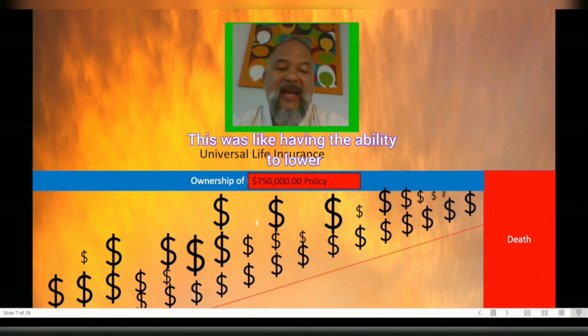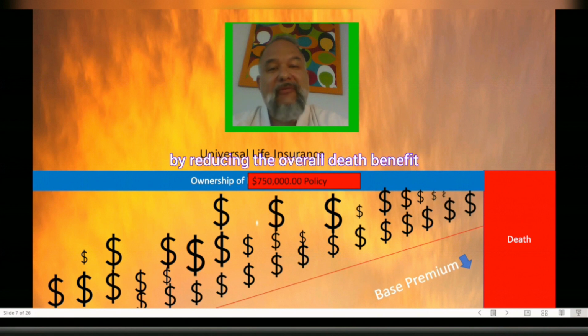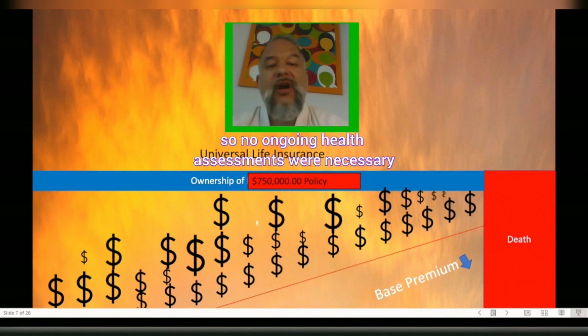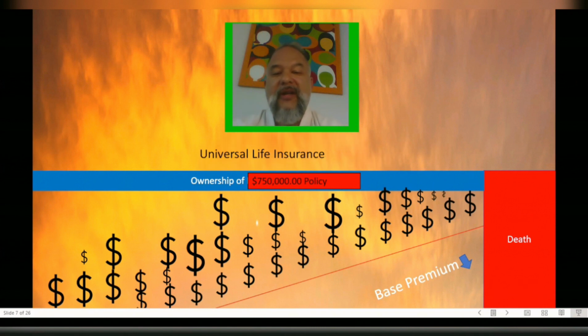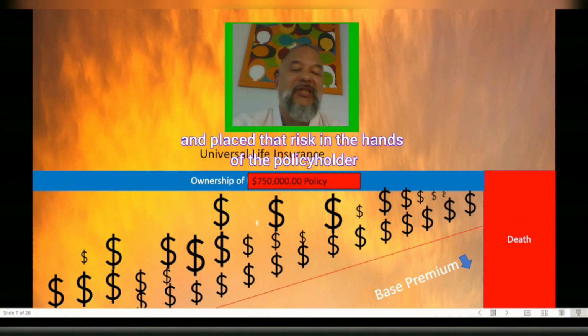This was like having the ability to lower the base cost of insurance by reducing the overall death benefit. In addition, the policy remained permanent, so no ongoing health assessments were necessary. And this, of course, unbundled much of the risk the insurers normally managed and placed that risk into the hands of the policyholder.